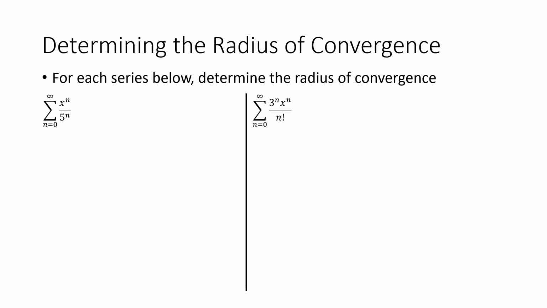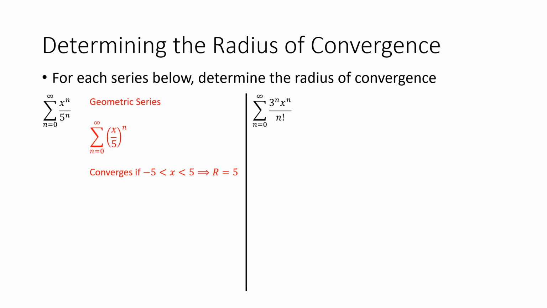Looking at the first series, we see the sum from n equals 0 to infinity of x to the n over 5 to the n. This can be rewritten as the sum n equals 0 to infinity of (x over 5) to the n. This is a geometric series.